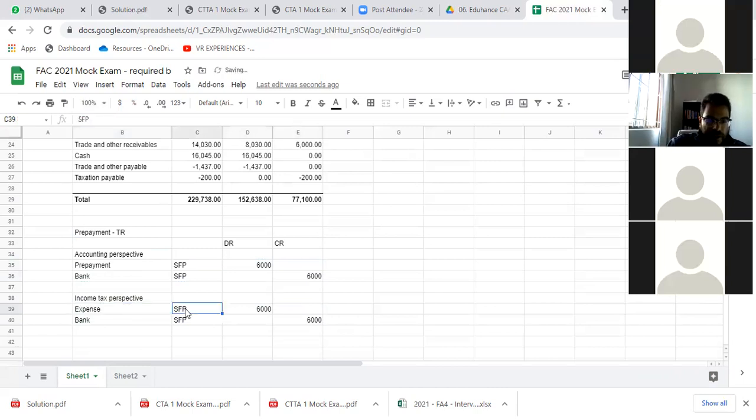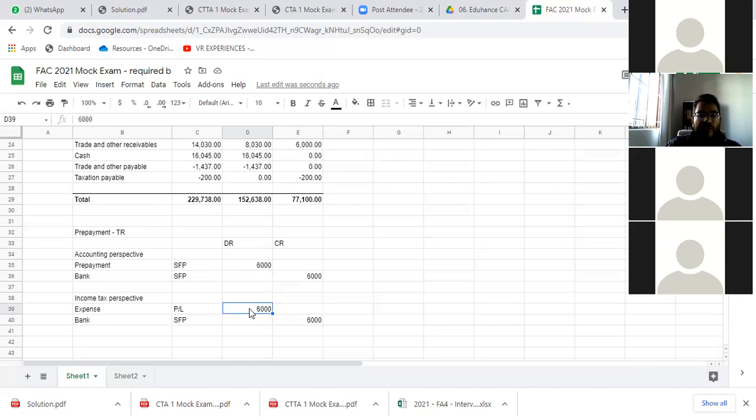He said expense. So he took it through P&L. So what is he doing? From a tax perspective, he is saying he's expensing the 6 million. He's claiming the deduction in 2019. But that is not correct.